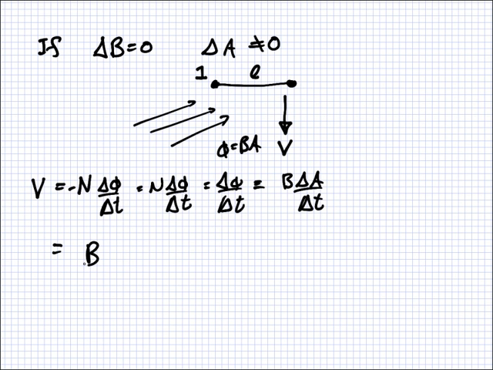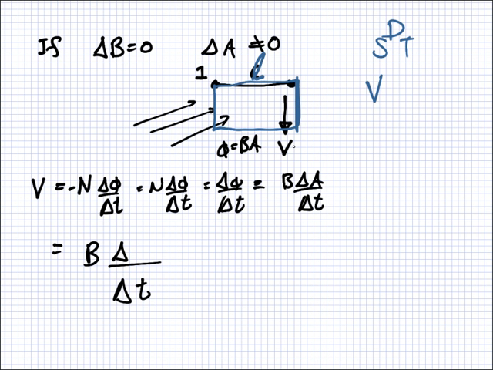Now, let's simplify this a little bit more. So equals B delta A over delta t. Now let's work out the area. So the area is this here. How big is this side? L. And how big is this side? Well, we could use our distance, speed, time triangle. So this distance here is the speed, which is v, multiplied by the time, which is delta t. So that's how big that piece is. So delta A becomes L v delta t.